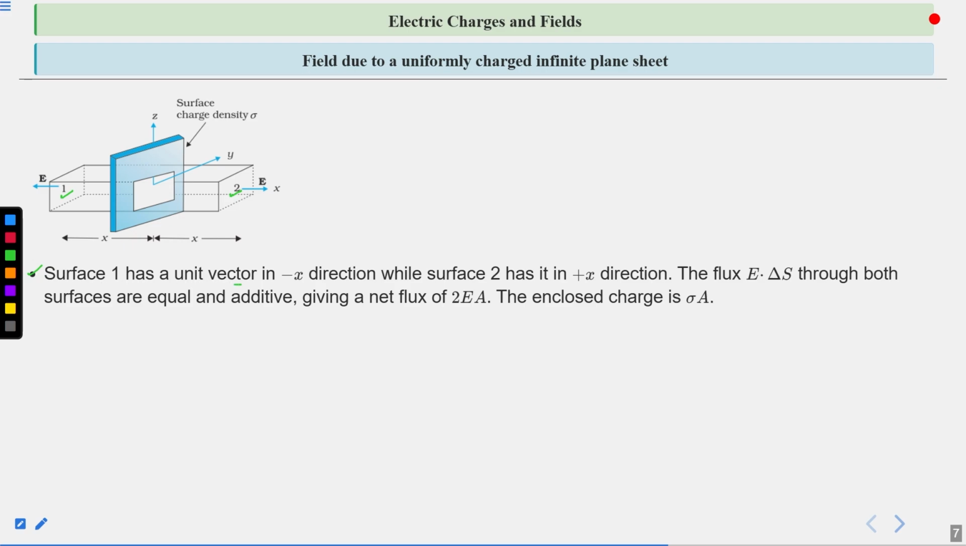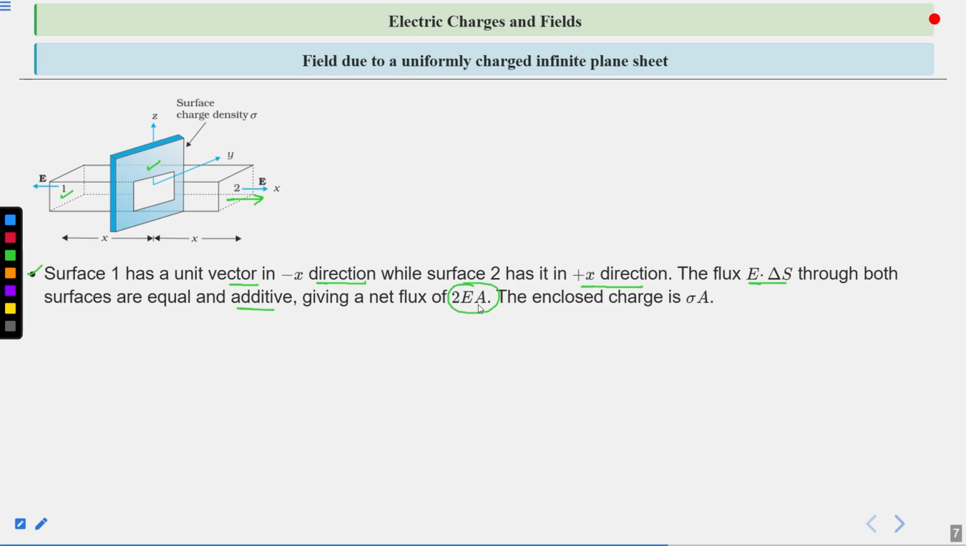Surface first has a unit vector in the x direction, which means the area vector is perpendicular to the surface and the electric field is along the x-axis. For the second surface, the area vector and electric field are both parallel. So the flux E dot delta S through both surfaces is equal and additive, giving a net flux of 2EA. So the net flux due to face first and face second is 2EA. Now this is the flux.